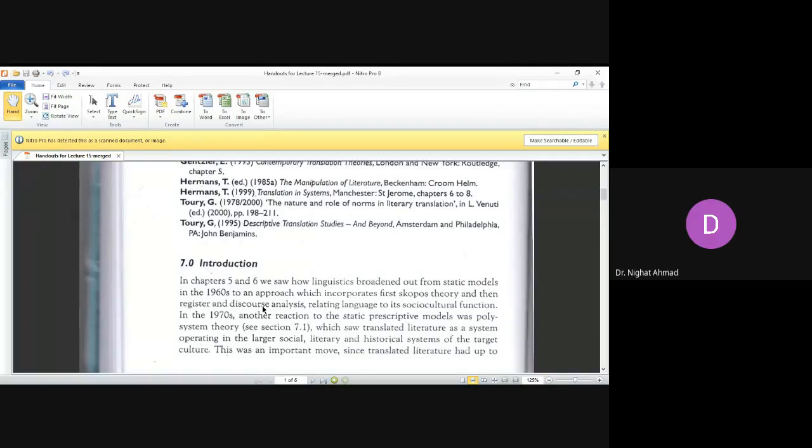So we are going to look at what this polysystem theory is, which saw translated literature as a system operating in the larger social, literary, and historical systems of the target culture. So this polysystem theory saw all translated literature as a system which operates in the larger background. Any literary text which is translated, we are not looking at it as something isolated. We are going to see where it stands within the larger social context, the literary context, the historical system. He translated the text, but where does it stand in the larger social context?